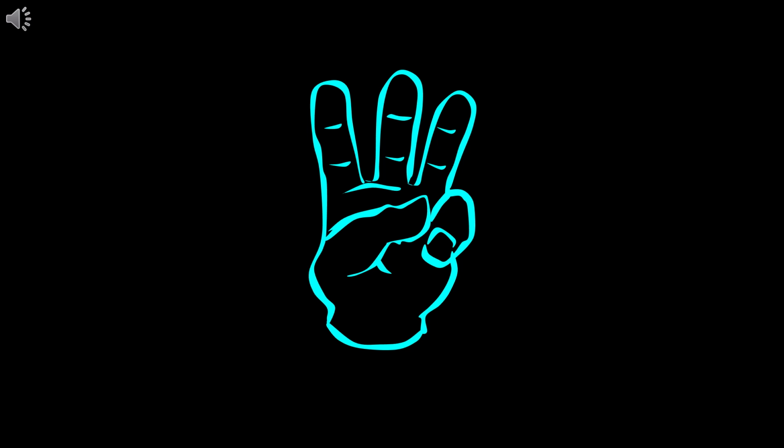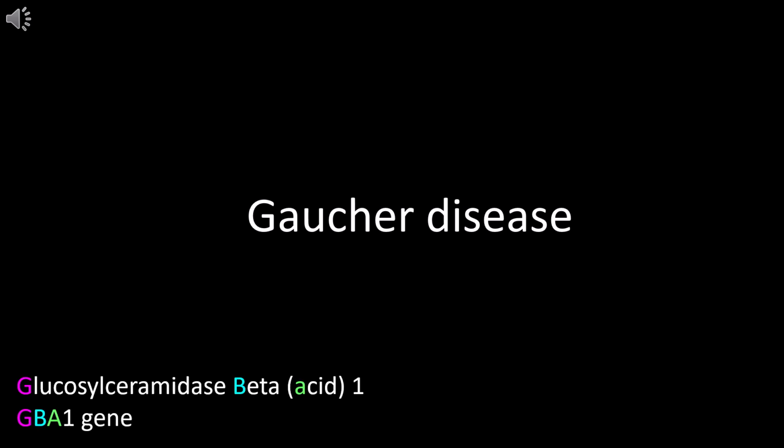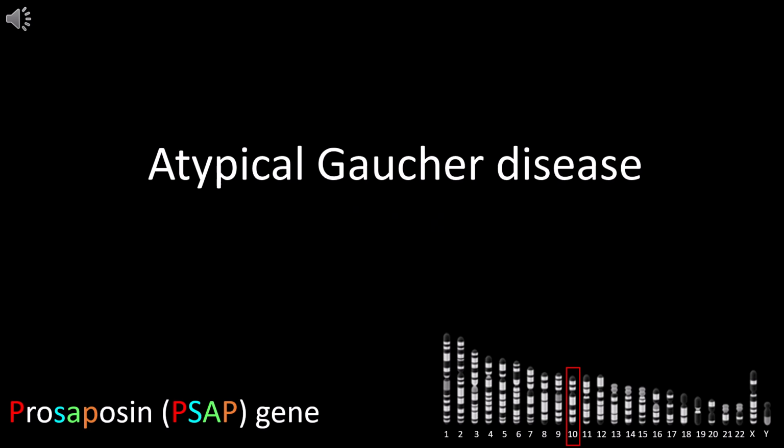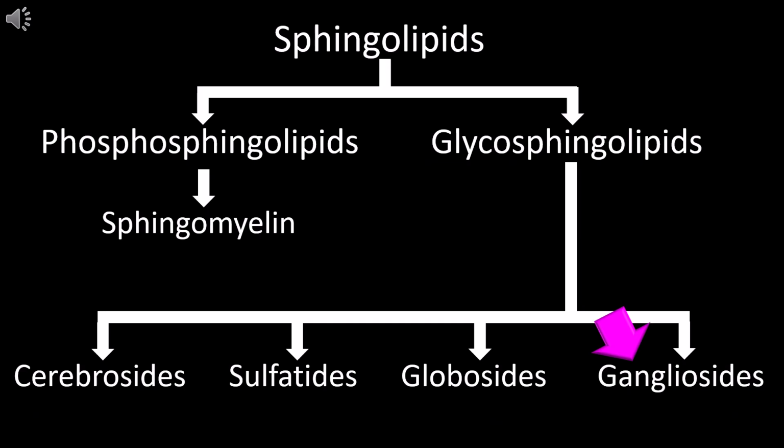The next sphingolipidosis we will address is Gaucher disease. Gaucher disease is an autosomal recessive condition due to a mutation in the GBA1 gene located in chromosome 1. Atypical Gaucher disease is also an autosomal recessive disorder caused by a specific mutation in the PSAP gene located on chromosome 10 that only produces saposin C deficiency. These conditions involve the common catabolic pathway of gangliosides and globosides.